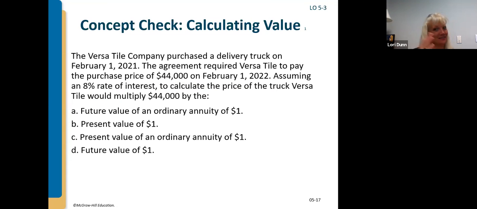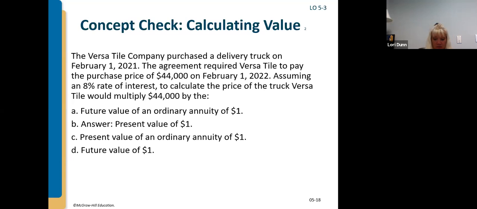Right? So I kind of showed you this scenario in the very beginning. Remember, we bought a piece of equipment. We're going to pay $10,000 at the end of year 1 for it, and then $10,000 at the end of year 2. Well, what's the original cost of the equipment? That's a present value calculation. So at the end of the first year, we're paying $44,000, but included in that $44,000 is 8% interest. So we need to calculate present value of 1.